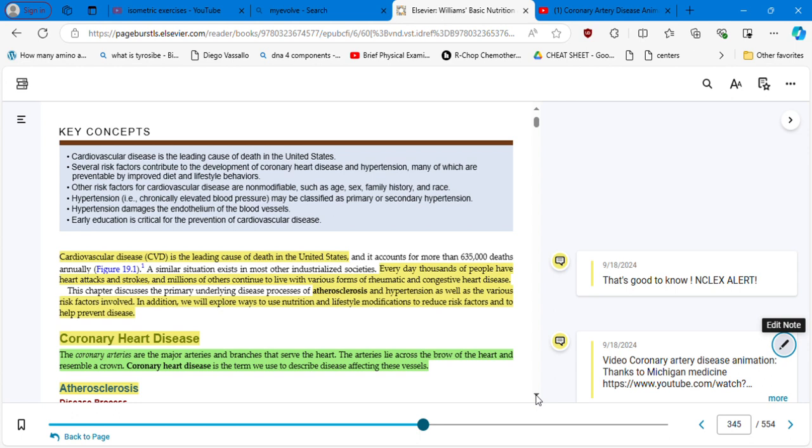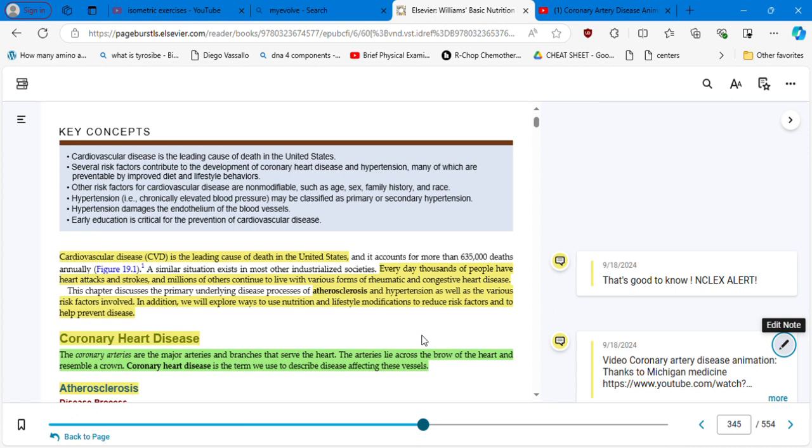Every day, thousands of people have heart attacks and strokes, and millions of others continue to live with various forms of rheumatic and congestive heart failure. When we talk about rheumatoid arthritis, these patients are having problems with the heart, and they are having a very severe problem with the heart if the condition is not treated well.